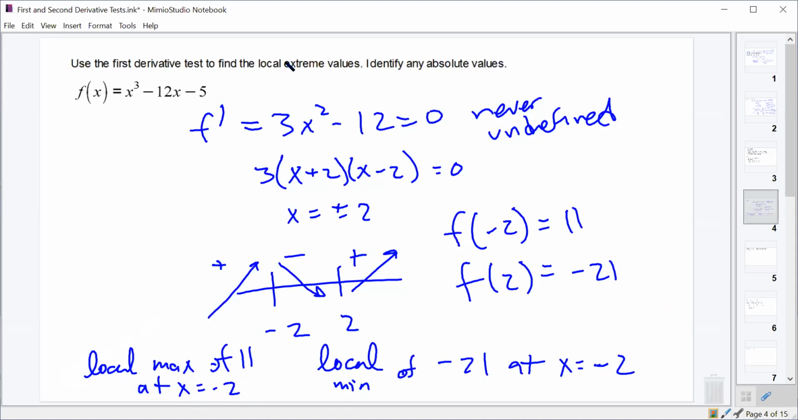Wait, isn't the local minimum at x equals 2? Oh, yeah, sorry. I don't know why I wrote negative 2. I think I said negative 2 too. Sorry, at x equals 2. Everybody good there?